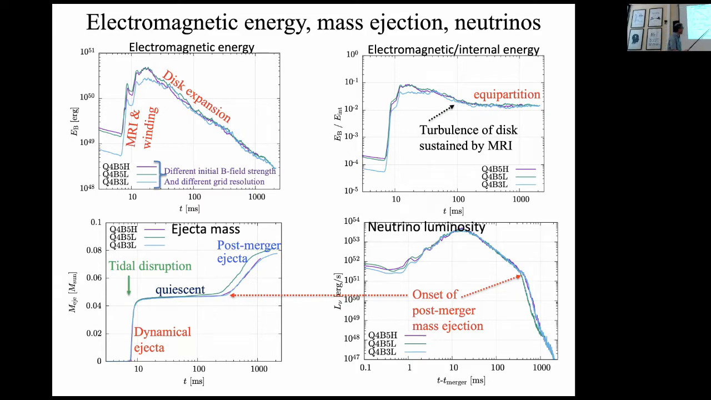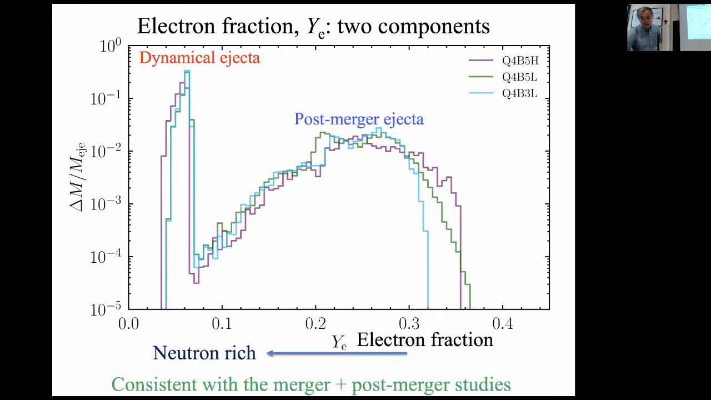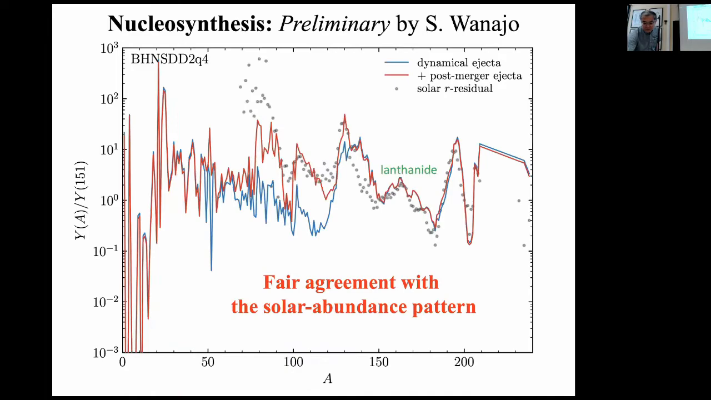This time agrees with the post-merger mass ejection. So this clearly shows that post-merger mass ejection occurs after the neutrino luminosity drops, or temperature drops. This can be proven in just one simulation. Also, this is the electron fraction. So we have 2 components, dynamical ejecta and post-merger ejecta. So this agrees with the previous prediction by 2-step simulation. And in such a case, we can also reproduce the approximately solar abundance pattern.